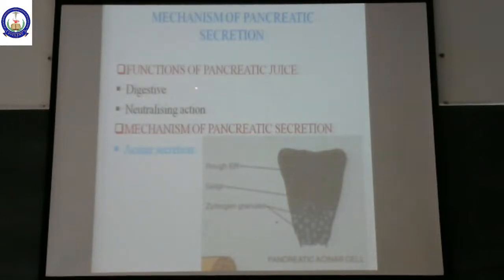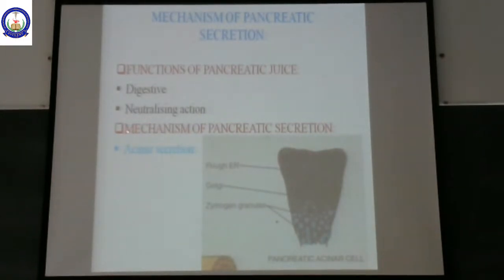It also converts protein molecules into peptones and polypeptides. Also, exopeptidases can convert polypeptides into amino acids. So, complete digestion of protein can occur with the help of the enzymes of pancreatic juice. It also has a neutralizing action because it is rich in bicarbonate. This bicarbonate will neutralize the acidic chyme.